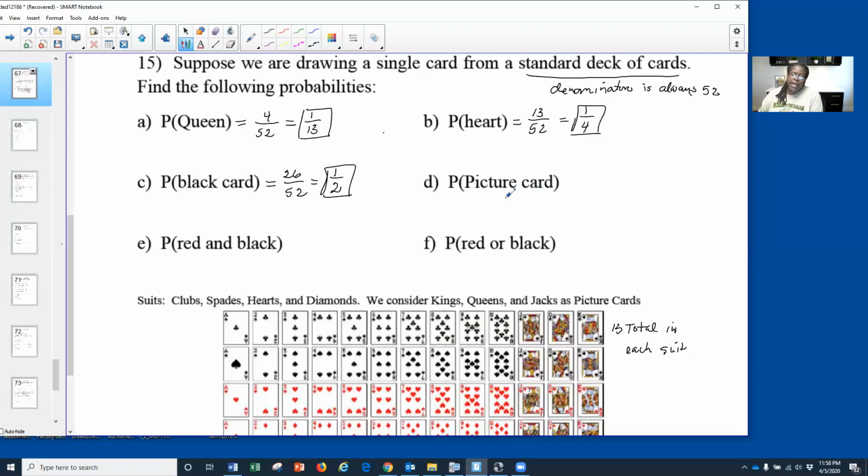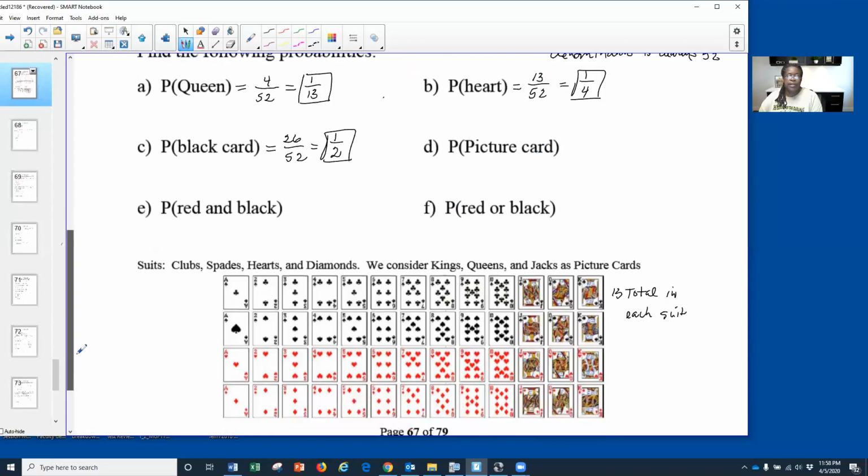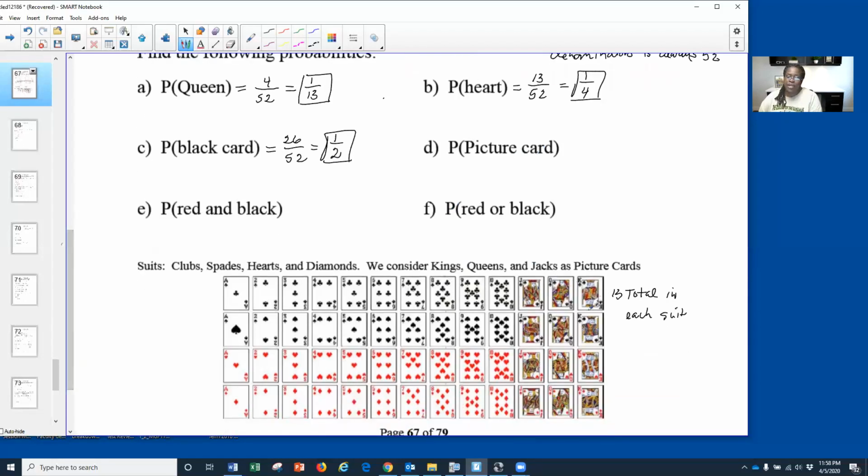All right, looking at the probability of pulling a picture card. Looking down here at our deck, we see that we have 3, 6, 9, 12 picture cards. So we have 12 total out of our total 52 card deck. So 12 picture cards out of the 52 card deck. We can simplify that into what? What did you get?